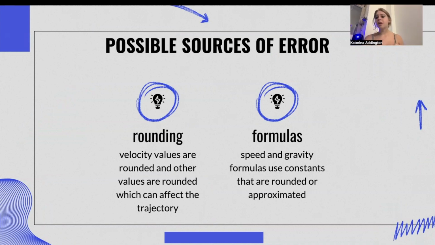The sources of error are minimized because we are using code to run a simulation. So definitely a simulation is more accurate than in our previous labs where we tried to use something like Tracker, where we have to manually adjust it. So this is more accurate than that, but we still have some rounding and formulas that might change things.